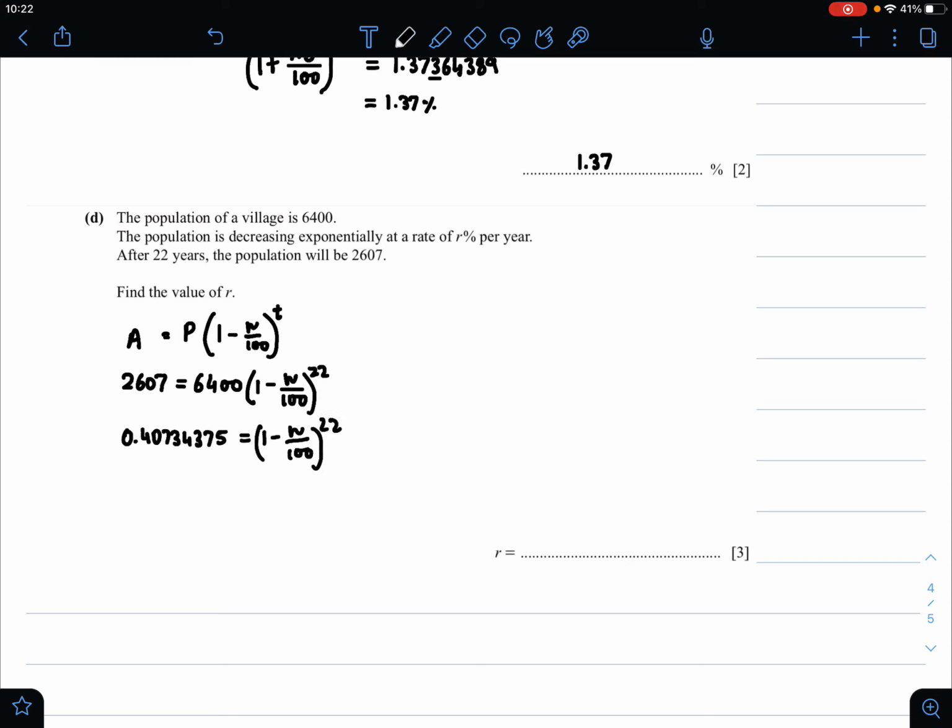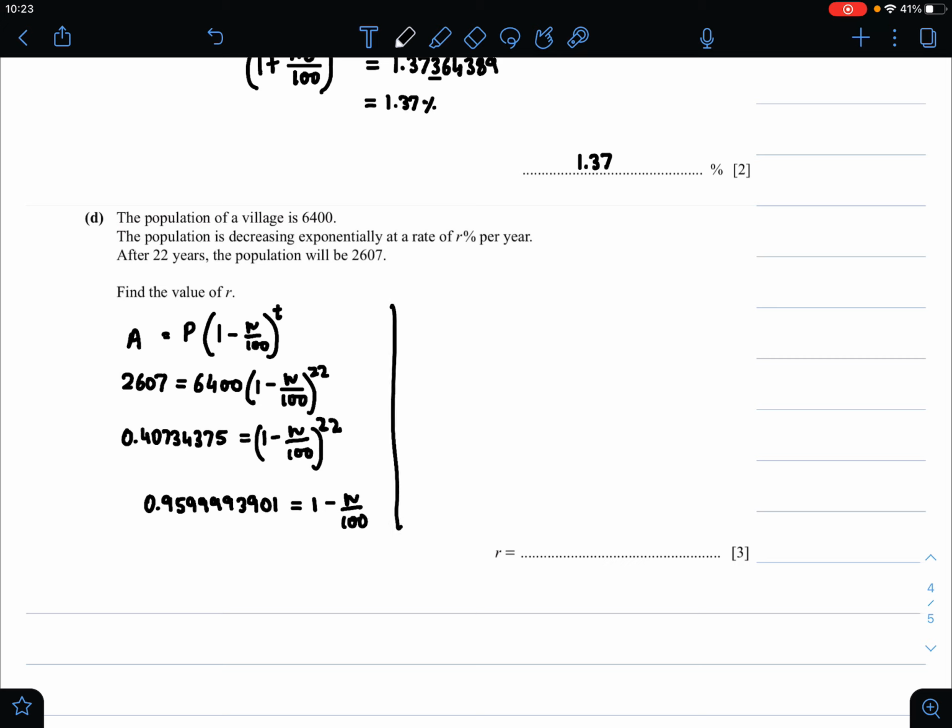Now we can take 22 to the other side of the equation. Now when we take an exponent to the other side of the equation, it becomes the root of that exponent. So if it was square, it would become square root. In this case it's 22, so it will become the 22nd root of the following decimal number. So the 22nd root of the decimal number would be equal to 0.9599993901, which is equal to 1 minus r by 100.